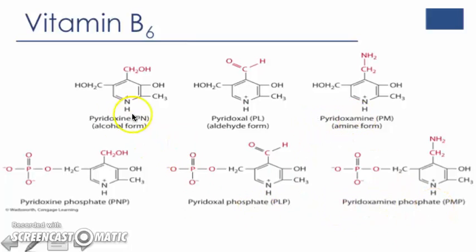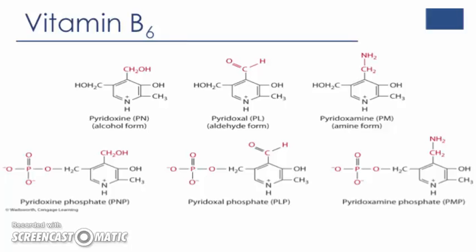And we can see the abbreviations for each. So PN for pyridoxine, PL for pyridoxal, PM for pyridoxamine, and then you can see their corresponding phosphorylated versions and their abbreviations. You can see the pyridoxine is the alcohol, pyridoxal is the aldehyde, and then the pyridoxamine is the amine form. We'll see which form will be present in different food sources.